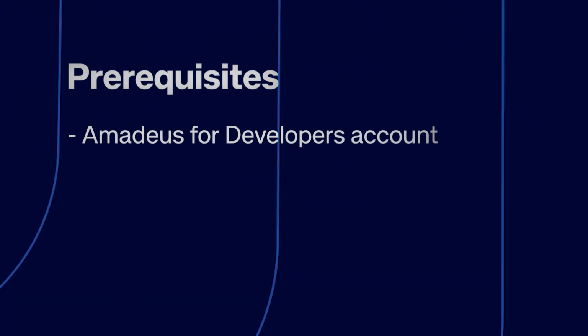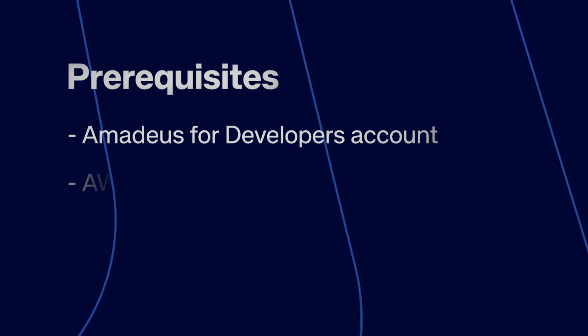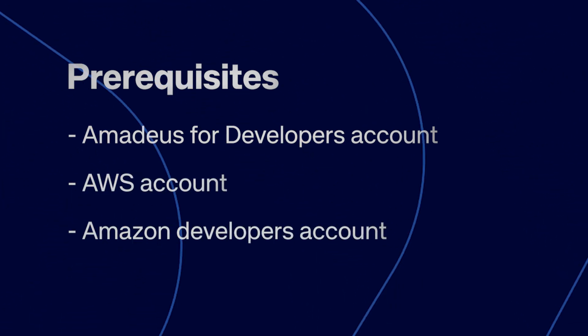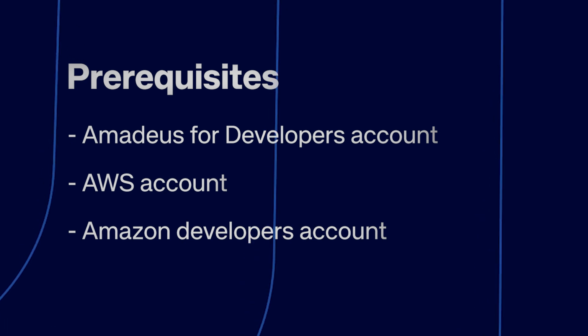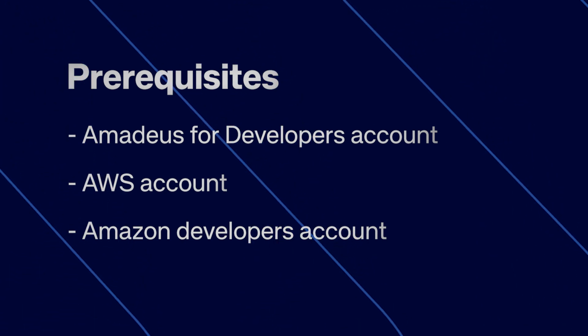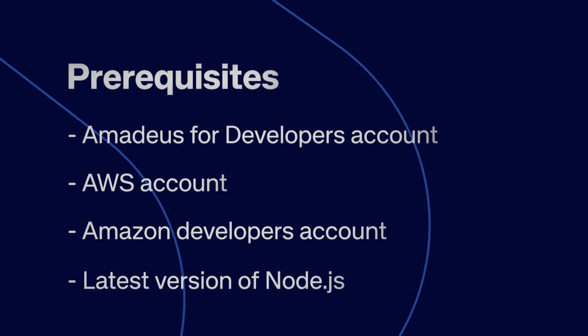To follow along, you'll need an Amadeus for Developers account to access the Amadeus API, an AWS account to host the Lambda function, and an Amazon Developers account to create the Alexa skill. The links to all these services are available in the video description below. You'll also need the latest version of Node.js installed. All the code used in this video is available in the GitHub repo linked in the description. If you want to follow along, you can find all the code snippets you'll need there.